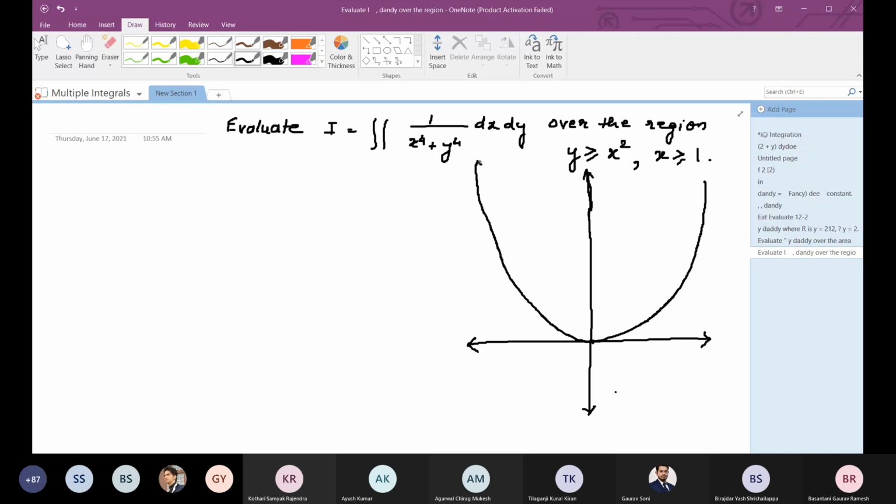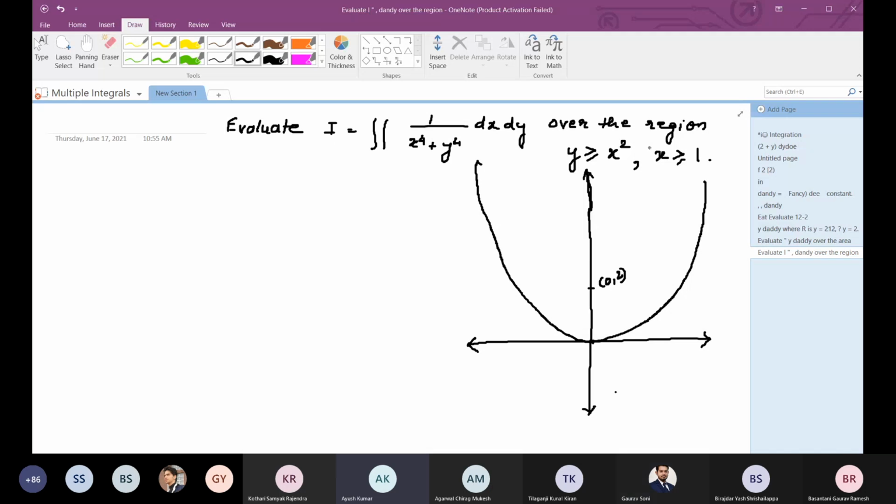Take one point and see whether it is satisfying. Say I'll take the point here, (0, 2), sorry. Does this satisfy your equation? Is y greater than x square? No, sir.